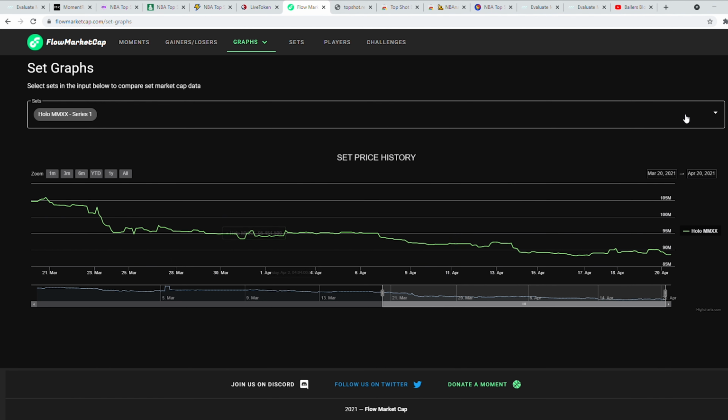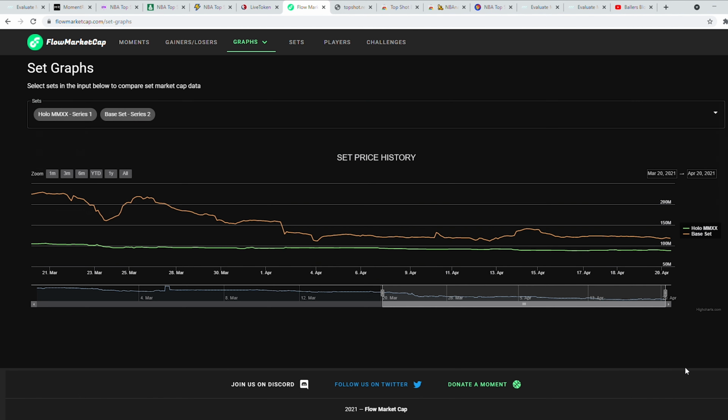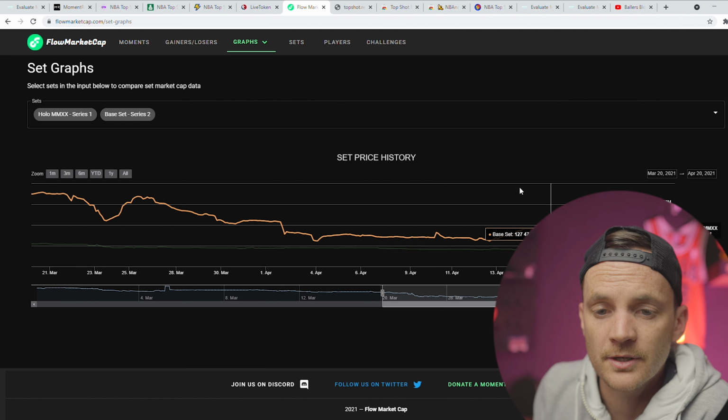Even if we compare this to something stupid like the base 2, I mean the hollows are in green. Lots more stable, actually, by the looks of it, than the base sets, which have been a lot more erratic, which makes sense. The transactions are mostly the 35k CCs, the commons, because they're affordable. That's what a lot of people can afford here. So that's what they're doing.